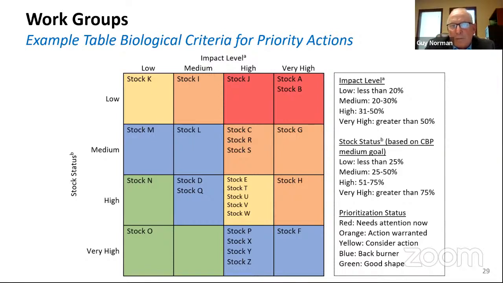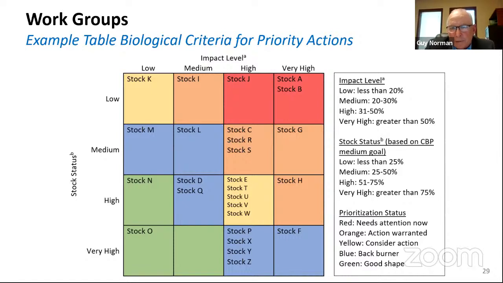So the idea here would be to take a look at a matrix in this fashion biologically. It gets you in the ballpark of what's ailing the fish, if you will, and prompts the discussion within the work groups on what kind of actions could address those particular sources of impact.